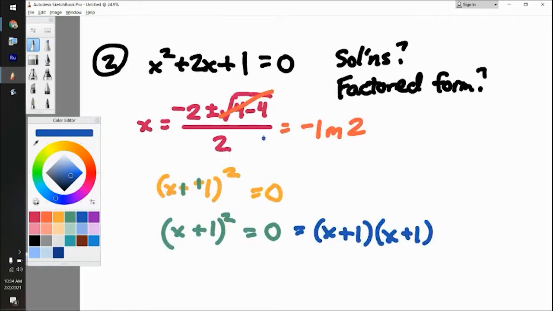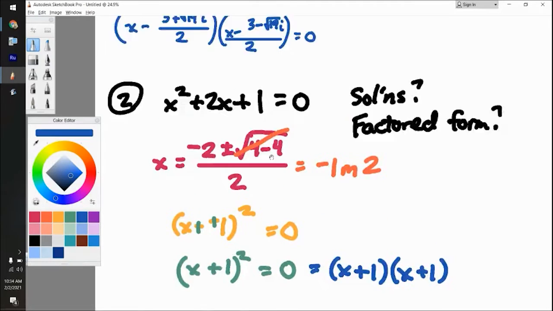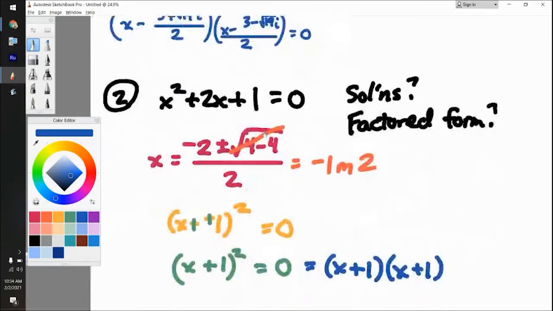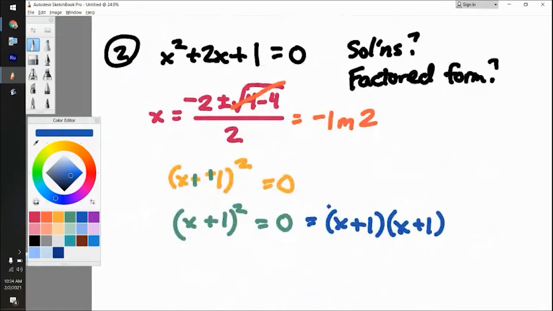But if you notice, this is different than the one we just did. The one we just did had 2 different roots because it had the plus version and the minus version. This one only has the negative version, and there's 2 of them. Okay, so that's a review of 2.1 with the multiplicities.